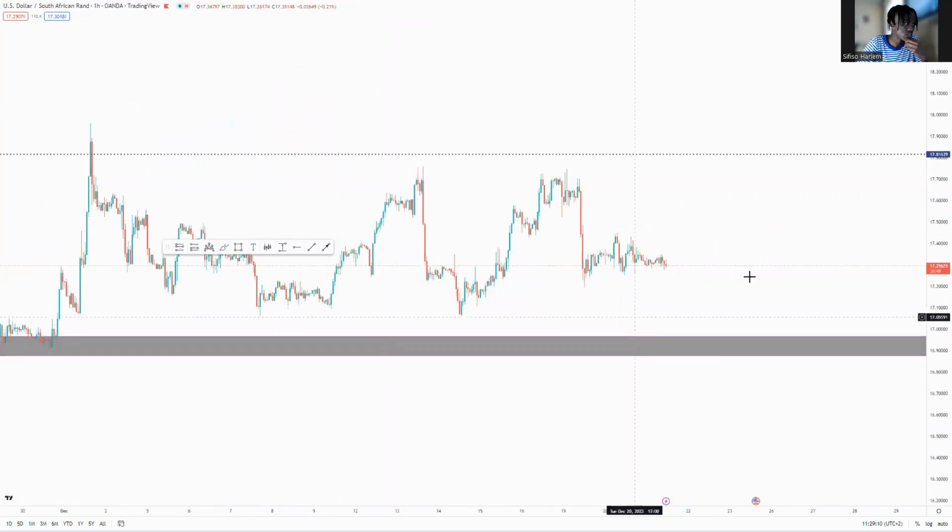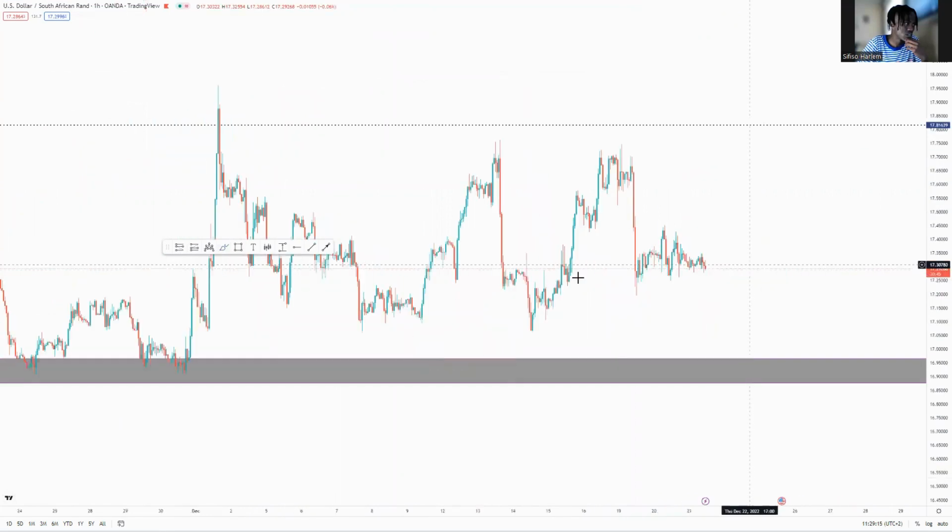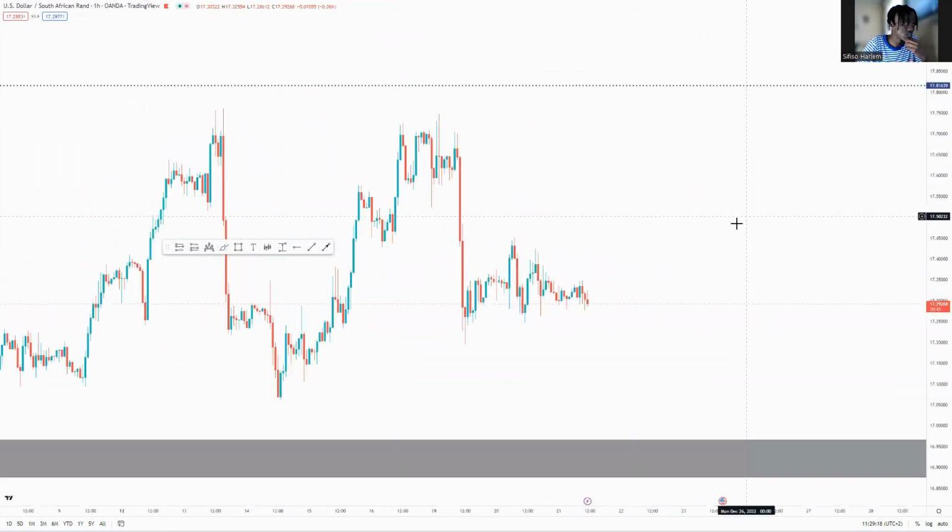On the hourly time frame, what I can say is that price is moving sideways. We're now having a battle of dollar strength, dollar weakness and rand strength, right? I repeat, we're having some sort of dollar strength, dollar weakness and rand strength. From how we're looking at price now, we can tell that price is kind of dropping, the dollar is losing momentum, and the rand might be gaining some momentum.